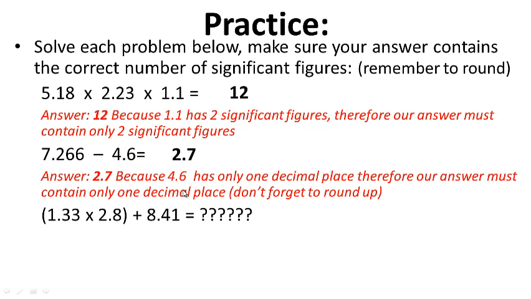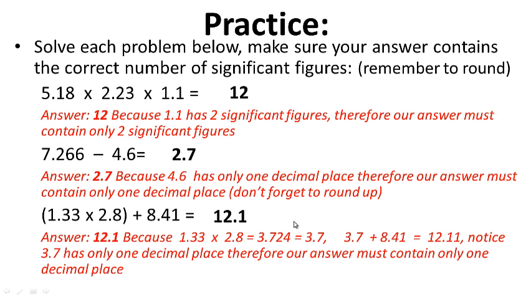Last one's a little tricky. You've got to use your order of operations, right? We'll do what's in parentheses first, or multiplication and division first. So our answer, hopefully you got, was 12.1. This one's tricky, so listen. Because 1.33 times 2.8 equals, you should have gotten this in your calculator, 3.724. Well, using our significant figures, this one has 3, this one has 2, so our answer has to have 2, 3.7. Then you should have taken 3.7 and added it to 8.41, which gives you 12.11.